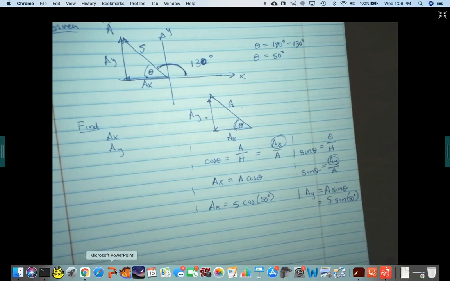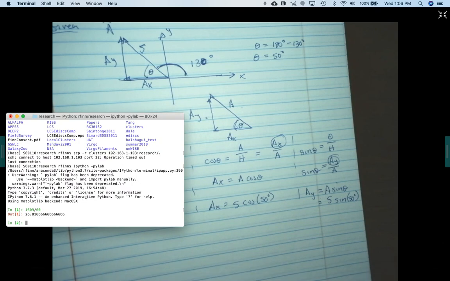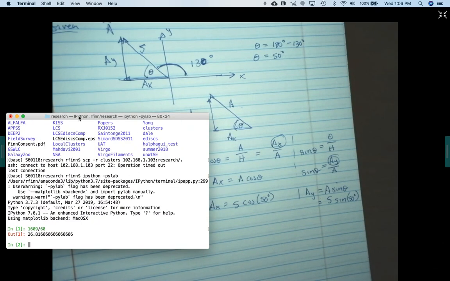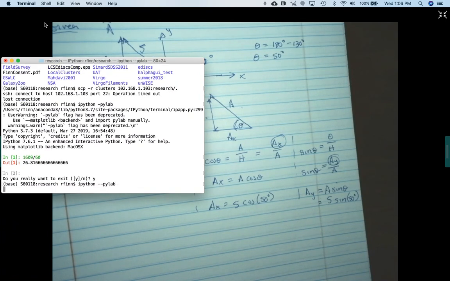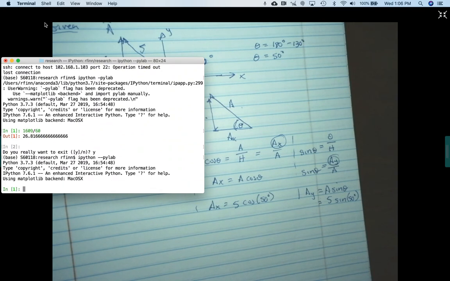So let's go over to my Python window. And I kind of import this in a cheater way. So let me go back and do this. If I want to solve for AX, it's 5 times NumPy has a cosine function. And NumPy always wants to take radians. It's just like in your calculator, you've got to think about what you're feeding into the cosine function. So I'm going to convert my angle to radians.